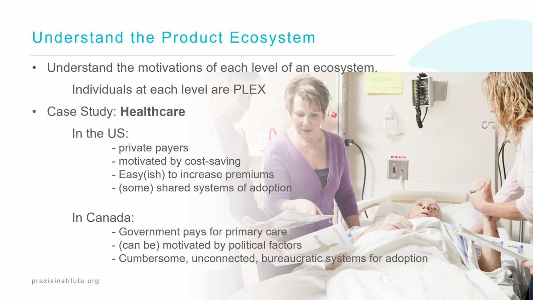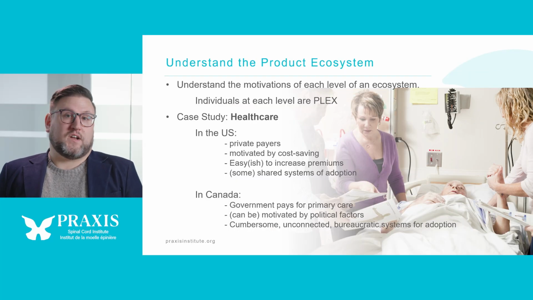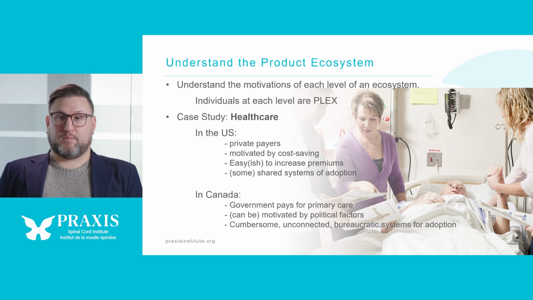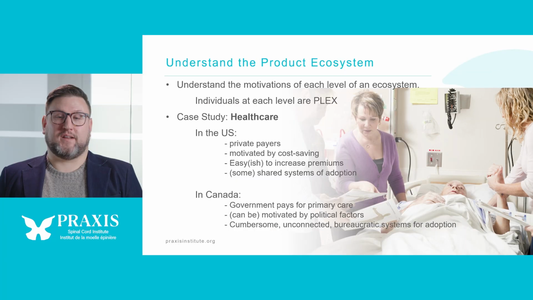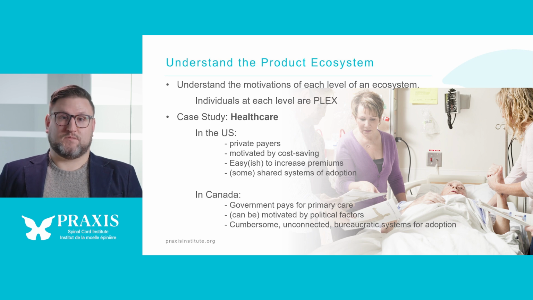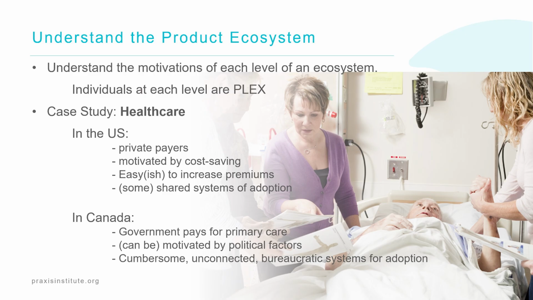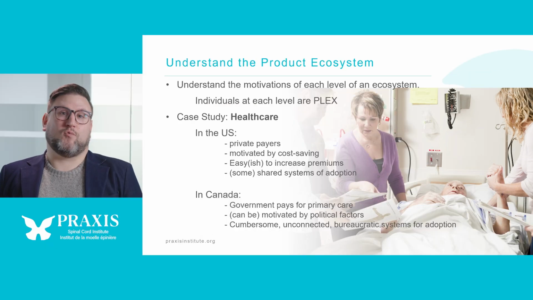Really looking at the US, we're looking at private payers motivated by cost savings, and it's easy-ish to increase premiums on their end. There are some shared systems of adoption within the reimbursement systems and the HCPCS code systems. Whereas in Canada, the government pays for primary care, so they can be motivated by political factors. Understanding what the different motivations between those systems are will allow you to better navigate each system individually. Treating two systems in the same way is an ineffective way to be adopted.